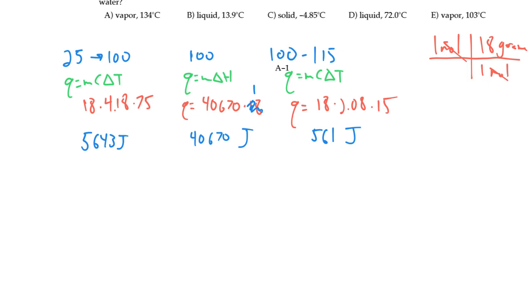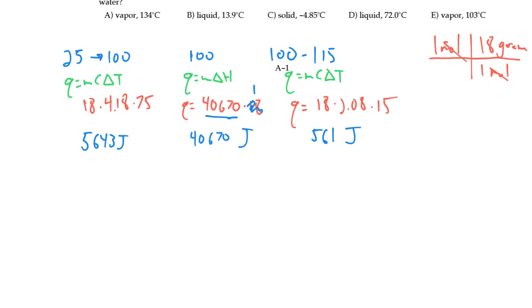All right, while I was doing the calculations, I realized I used the wrong mass unit because I was given right here the heat of vaporization per mole. So instead of using 18, I just used 1 mole. These are the joule requirements for each of those segments, and now I'm just going to add them up. 5,643 plus 40,670 plus 561 gives me a total.